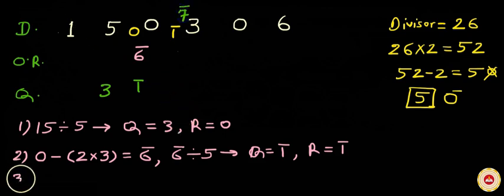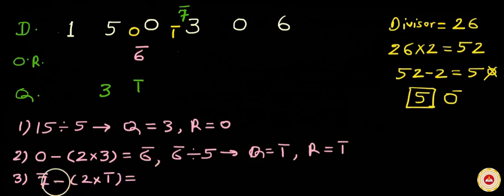Now let us calculate second osculation number. See, negative 7 minus 2 times last quotient digit, which is negative 1. That means negative 7 plus 2, correct? Minus 7 plus 2 is minus 5, negative 5. So write negative 5 below this negative 7. This is second osculation number.